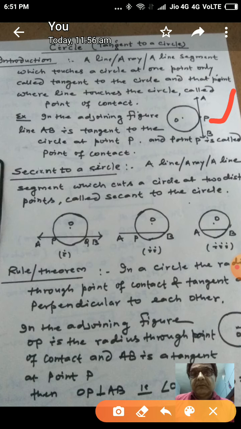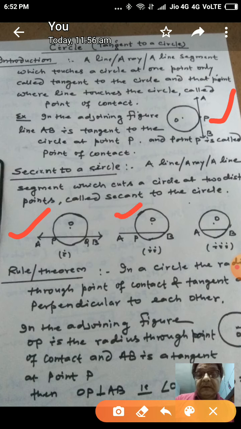Now, one more definition we have here: what is a secant to a circle. Let us see the definition. A line or a ray or a line segment which cuts a circle at two distinct points is called a secant to the circle, as in the first figure, where line AB is cutting the circle at two distinct points, P and Q. So line AB is the secant of this circle.